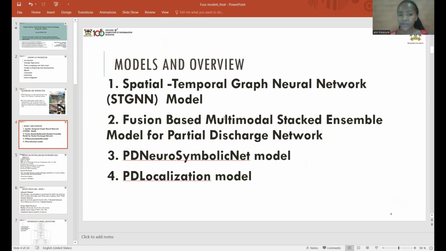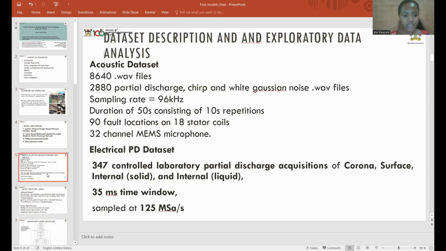So the models that I explored are a graph neural network, which was a spatial temporal graph neural network, a fusion-based multimodal stacked ensemble model for partial discharge. This utilized the light gradient boost model, and then the PD neurosymbolic model that used three-dimensional convolutional neural networks, and the PD localization model. So the last two models, I had described them in my previous videos, but then we're going to go into the first two models in depth.